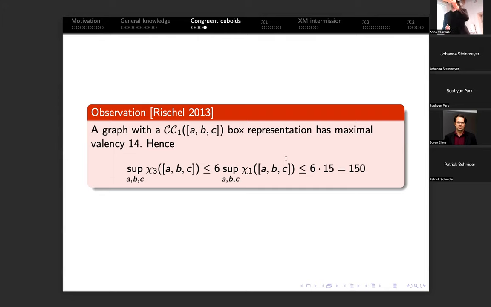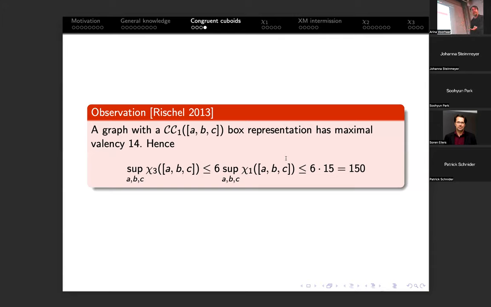And I'll use this box here to explain. If you have this kind of box and you ask how many can I put next to it, if you want to fill up this side, you can put 4. And then you can also put 4 here. But now you filled up these planes, so you can only put 2 here and then 1. If you sum all that up, that's 14. It's the same as the number of neighbors a cube can have. So since I'm not allowing to turn it, 14 is the maximal valency of a box representation with a fixed cuboid like this. So this means that this number chi 1 is bounded by 15.